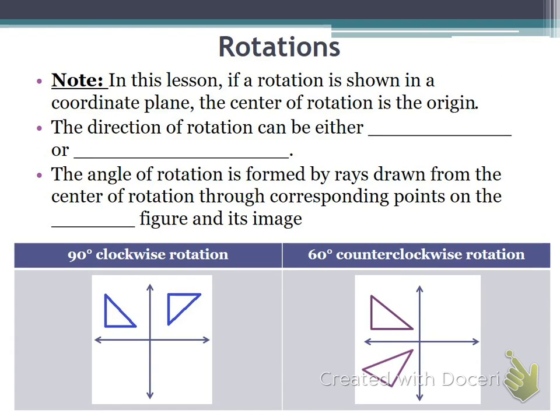Okay. On we go. In this lesson, if a rotation is shown in a coordinate plane, the center of rotation is the origin. That's important. That makes our lives easier. The direction of rotation can either be clockwise or counterclockwise.